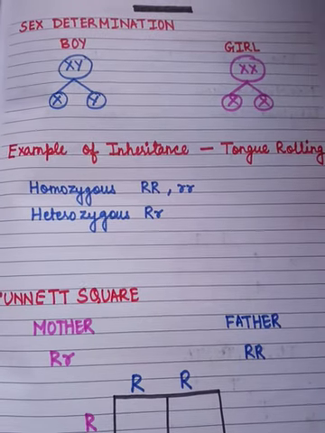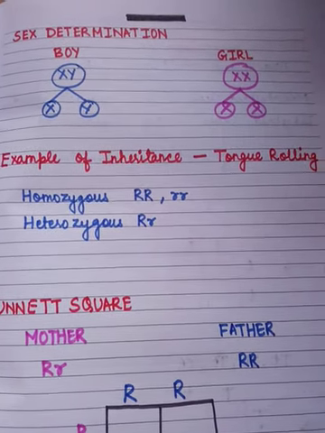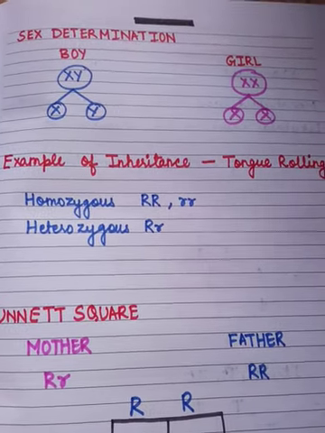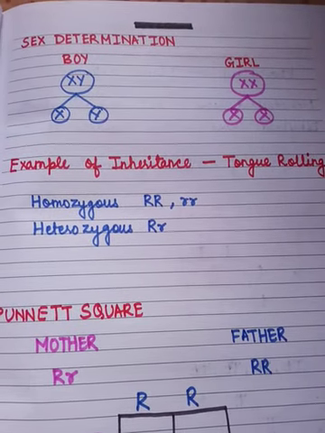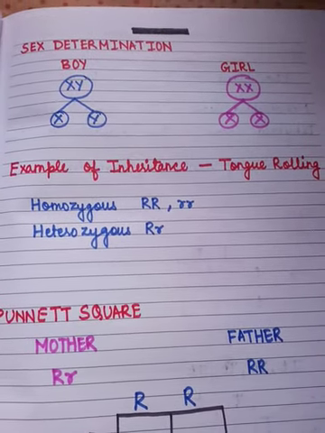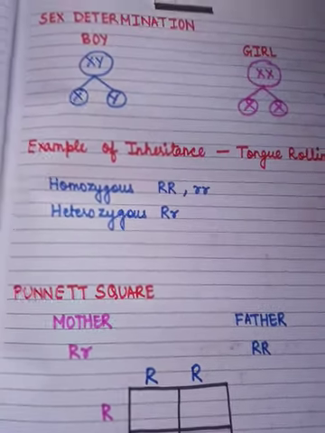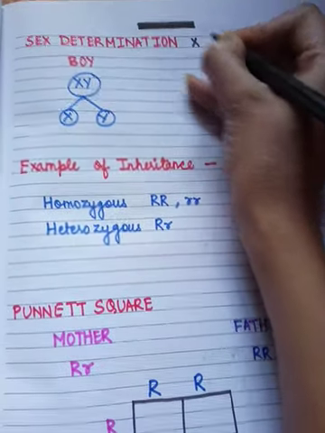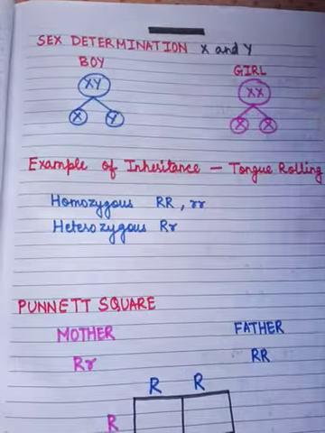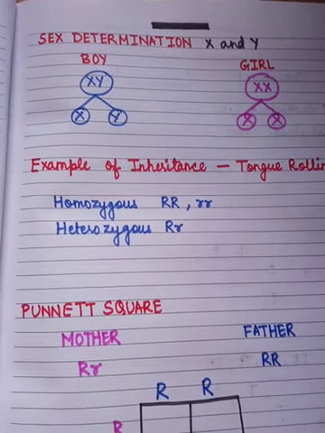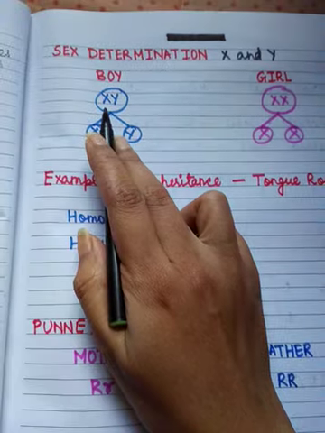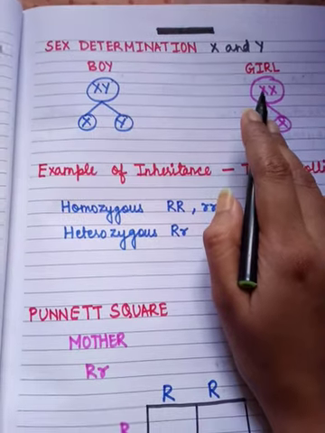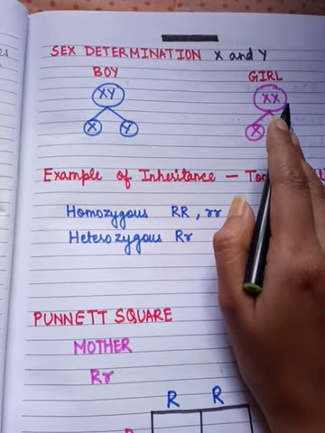Good morning, students. Today we are going to deal with part 2 of the genetics chapter, and I'll start with sex determination. The process by which the sex of a person is determined is known as sex determination. As you know, there are two types of sex chromosome, mainly X and Y. The male has one X chromosome and one Y chromosome, and a female has both X chromosomes.